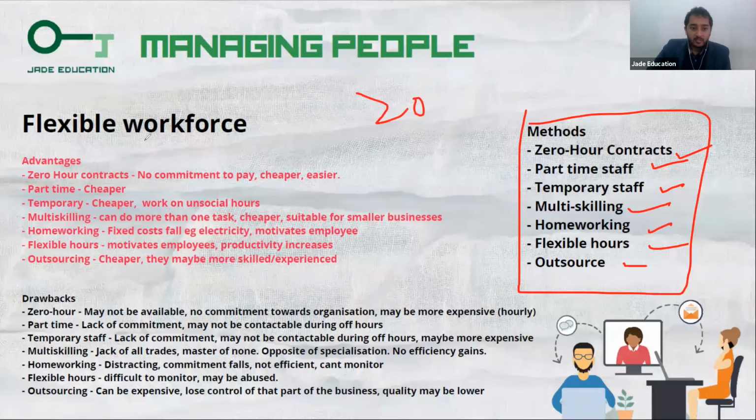Flexible workforce, guys, there are loads of advantages. Well, you don't have to commit a payment if you're on a zero-hour contract. It's cheaper, it's easier. Part-time is cheaper. Temporary is cheaper. You can get them to work unsocial hours like weekends. Multi-skilling, get one person to do multiple areas of the job. Well, cheaper, suitable for a small business. Small business, it's a one-man show. You've got one person to do everything. So that's that. Home working, well, you lose all your fixed costs. No need for rent, no need for electricity. All of that, and it kind of motivates the employee because they get to do whatever they want at home as well, in addition to doing their work.